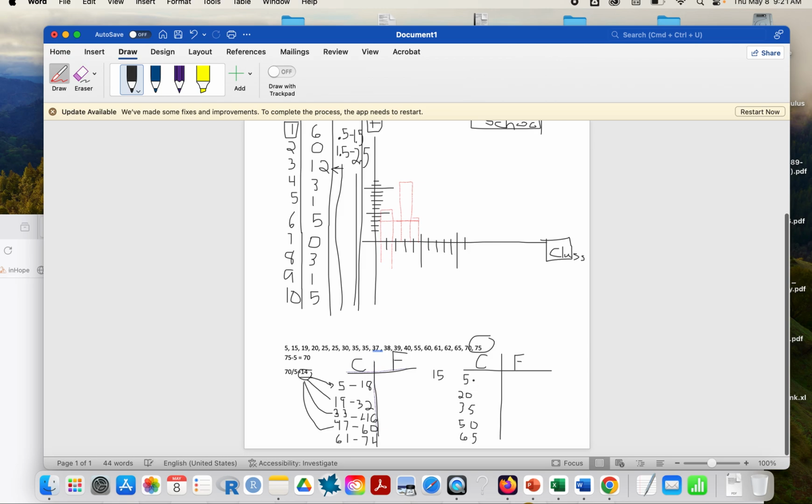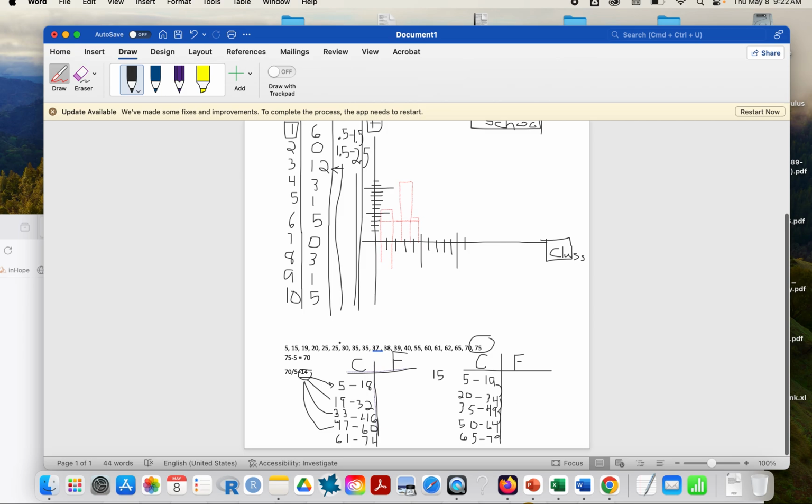We're going to subtract 1 off again, so it's going to be 5 to 19. We're going to have 20 to 34. We're going to have 35 to 49. We're going to have 50 to 64. And again, we're adding 15 on each time. And so this last one's going to be 79. So each data point now has a class in which to land.